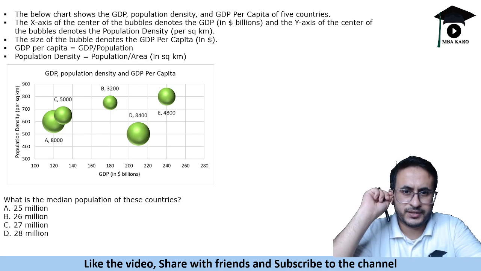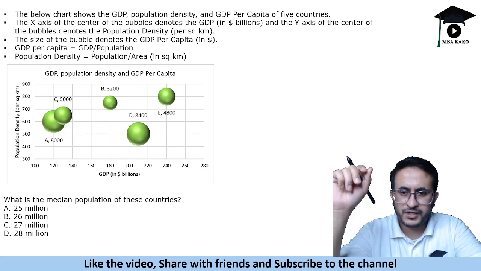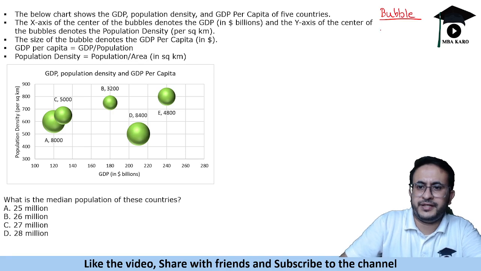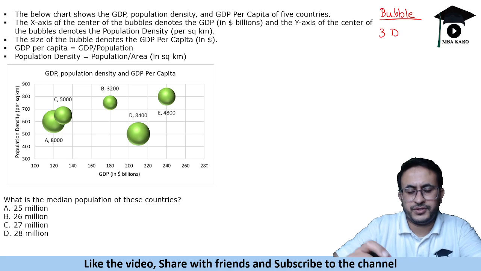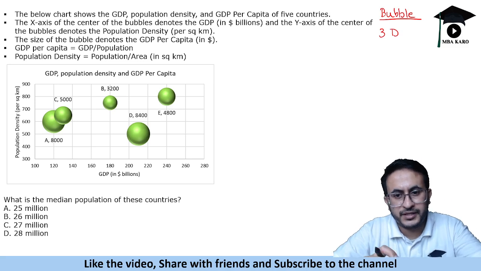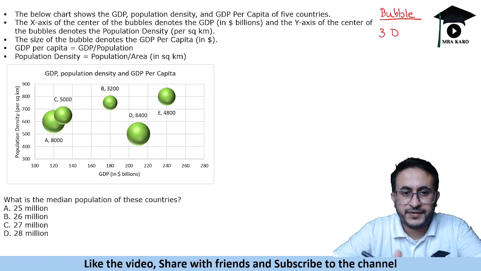So this is a bubble chart, right? So I'll write the chart names also. This is bubble chart. Now bubble chart is a 3D diagram. So in the last class on data interpretation, we did scatter plot, which was 2-dimensional data. Now bubble chart is 3-dimensional data.